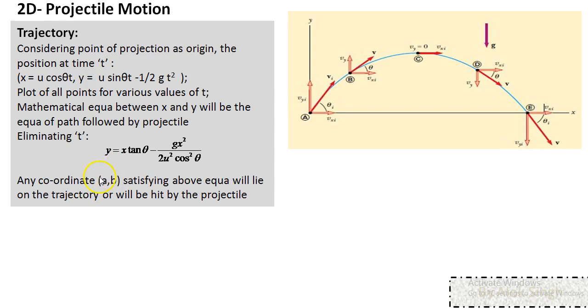So you understand what projectile means. If we substitute any coordinate a and b in the trajectory equation and the equation is satisfied, that is, both sides are equal, it means if we place an object at that coordinate, then the projectile will go and hit that object.